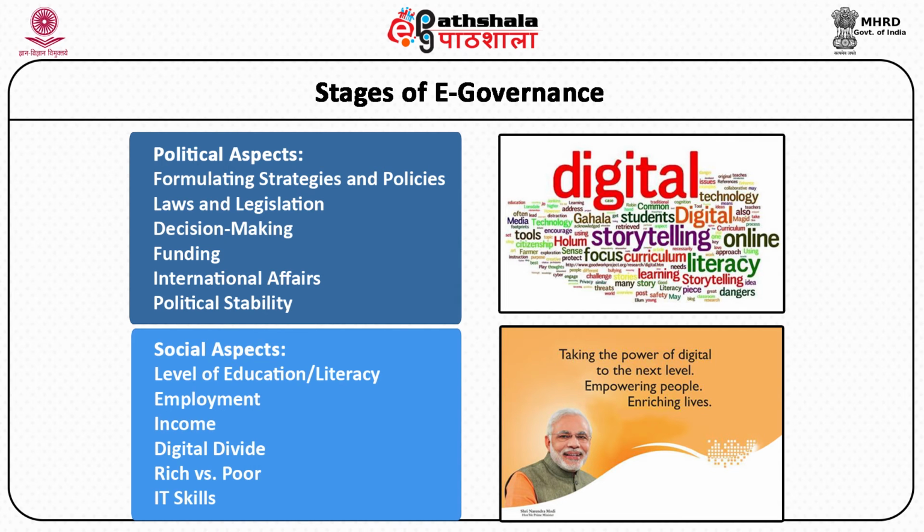Now, the social aspects. The social aspects include the level of education, literacy. If the people of a country are not literate enough, then how are we going to give them digital literacy? That is an important aspect of e-governance. Employment, income, digital divide, rich versus poor, and the IT skills present in the people of the country, the business houses, and other aspects of the government are another important aspect, the social aspects of e-governance. If people readily adopt the digitalization or the e-governance services provided to them, then e-governance can succeed at any level.